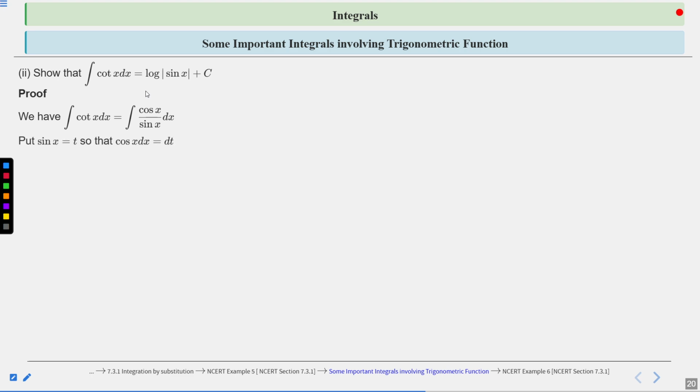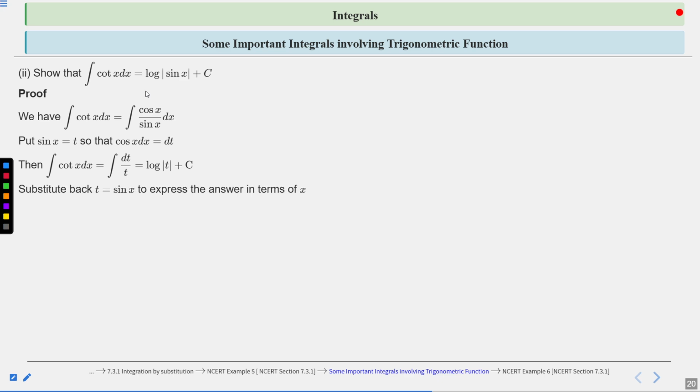Now put sin x equal to t, so that cos x dx will be equal to dt. Then the integration of cot x dx will be equal to the integration of dt upon t, which will be equal to log mod t plus c.